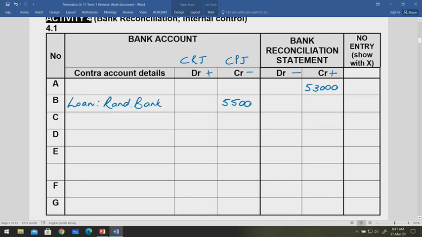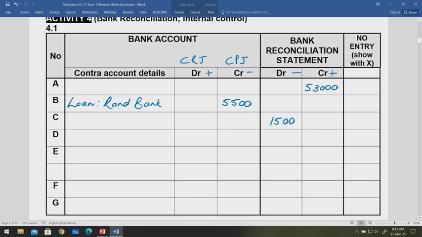Then number C, EFT 283 for 1,500 issued to a creditor as part payment of an account of 2,500 appeared in the cash journal only. We paid a creditor. It appears in our CPJ, but it does not appear on the bank statement. So obviously we have to show it on the bank reconciliation statement. And there are two amounts. The one is 1,500, the other one is 2,500. But the EFT amount was for 1,500.